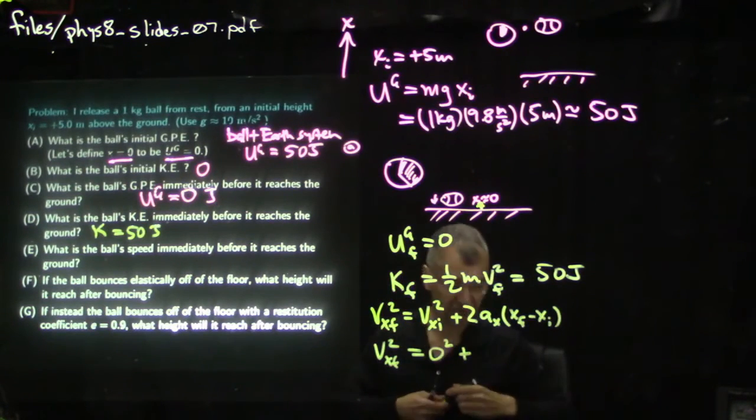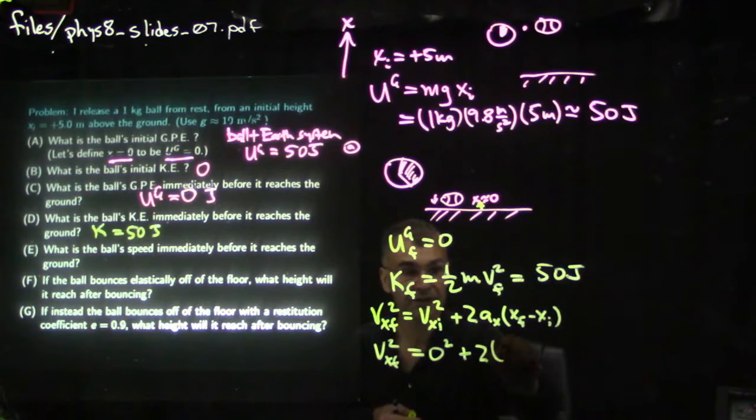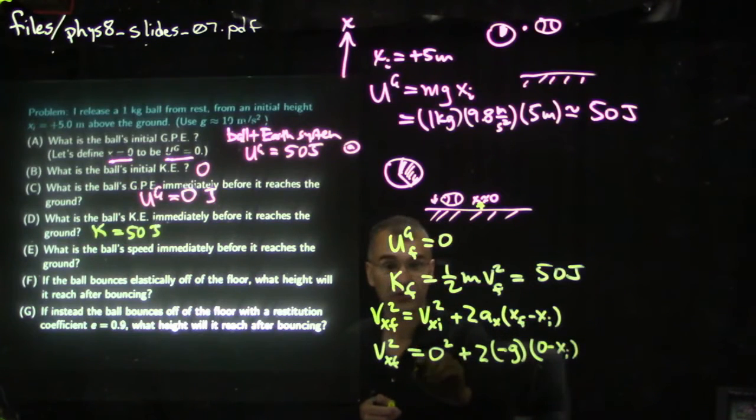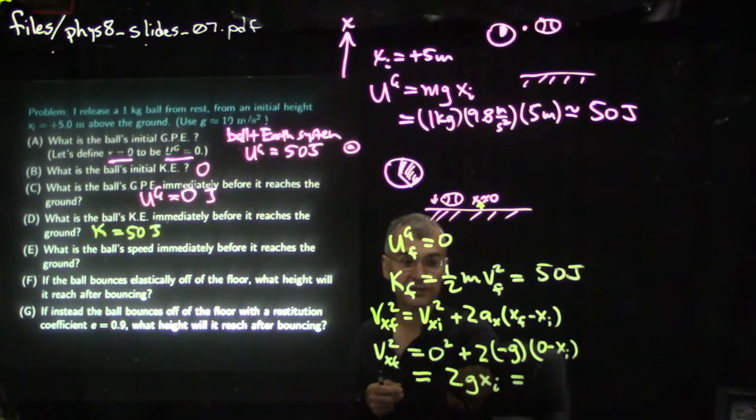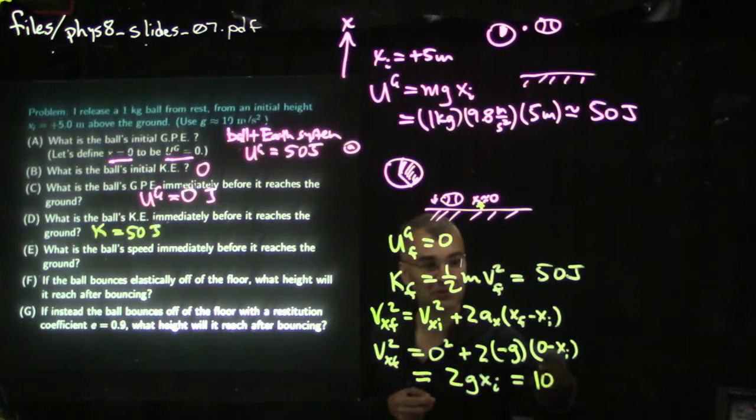And then, actually, this is plus 2 times, and then this is minus g, and then x final is 0, and the x initial was h, or well, it's called x initial. So this equals 2g x initial. So that's 2 times 10 times 5, right? So 2 times 9.8 times 5 meters. So 2 times 10 times 5 is 100. So that's 100 meters squared per second squared.